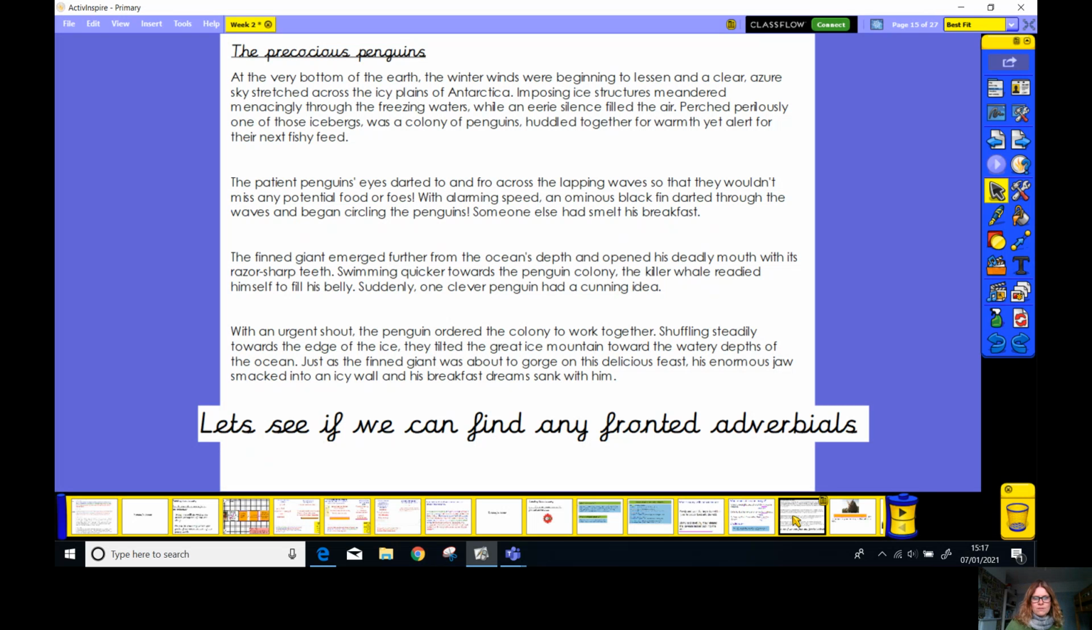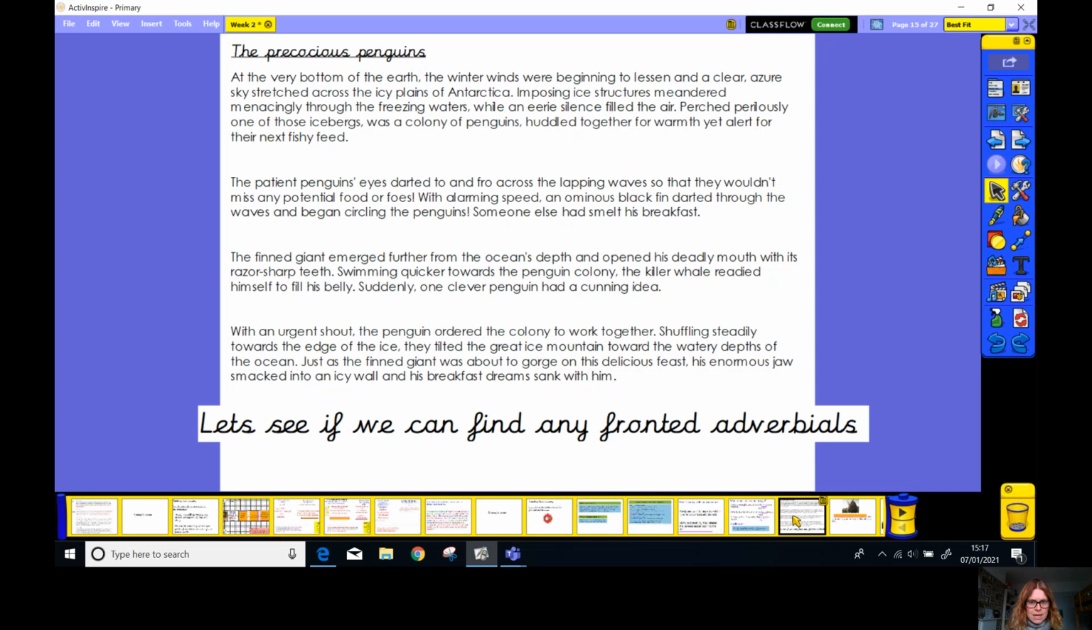At the very bottom of the earth, the winter winds were beginning to lessen, and a clear azure sky stretched across the icy plains of Antarctica. Imposing ice structures meandered menacingly through the freezing waters, while an eerie silence filled the air. Perched perilously on one of those icebergs was a colony of penguins huddled together for warmth, yet alert for the next fishy feed. The patient penguins' eyes darted to and fro across the lapping waves so that they wouldn't miss any potential food or foes.